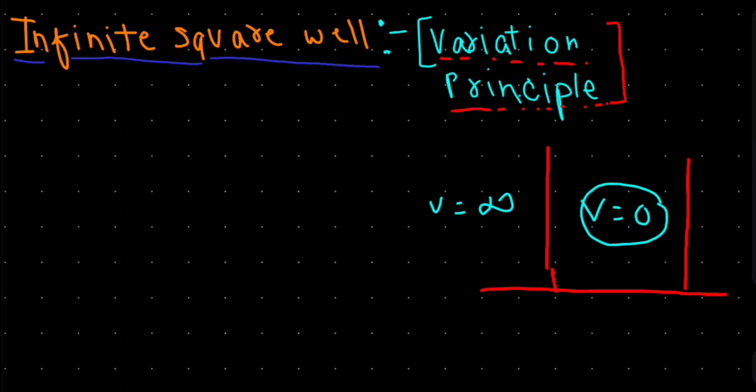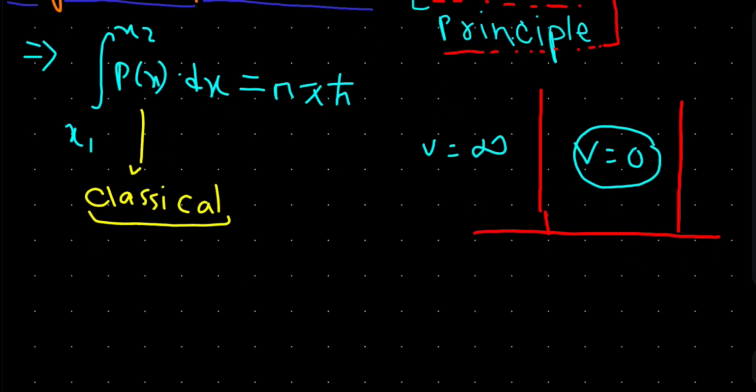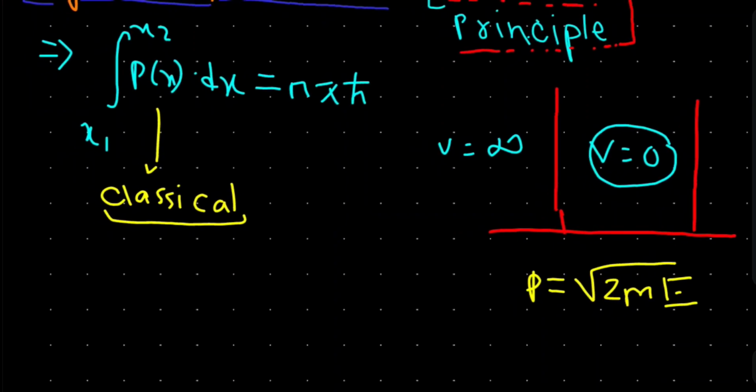How? We all know, or I'm hoping you know, that the quantization rule tells us that the integral from x1 to x2 of the momentum dx is equal to n pi h bar. If you haven't studied this, I will make a video on it, but you have to remember that this is the quantization rule in quantum mechanics. Here this is the classical momentum, not the quantum momentum, and the formula of this classical momentum is root under 2m e.